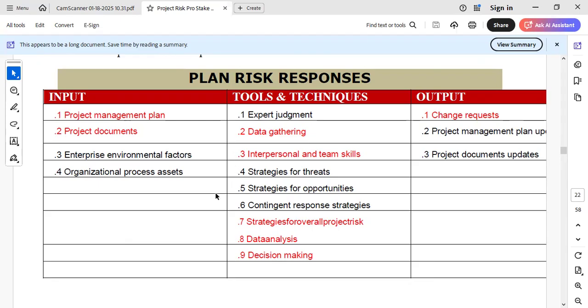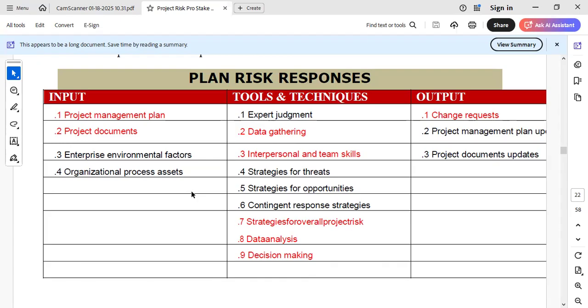We come up with strategies to capture the threats, come up with strategies for opportunities. We come up with strategies rather to keep the threats away from the project and to capture the opportunities. We would also analyze and come up with contingent response strategies. How much is enough to keep on the ground to either mitigate, accept those risks.